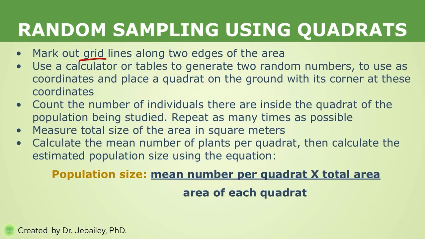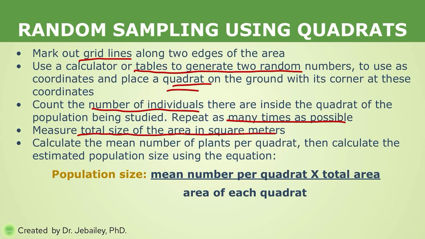We usually mark out the grid lines, and after this we make a table to generate random numbers in order to choose which quadrats we're going to use. Then we count the number of individuals in each quadrat, and we repeat as many times as possible. Then we measure the total size of the area. And eventually we get the population size by calculating the mean number per quadrat times the total area divided by the area of the quadrat.